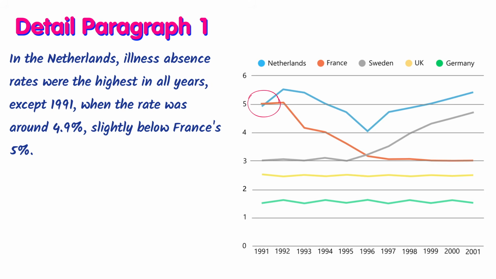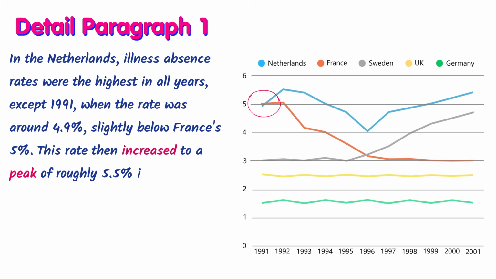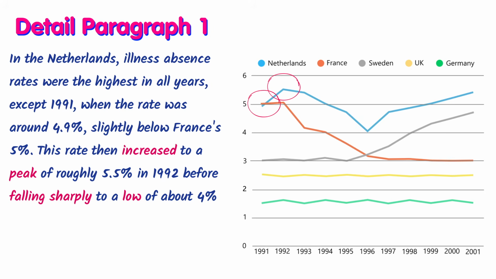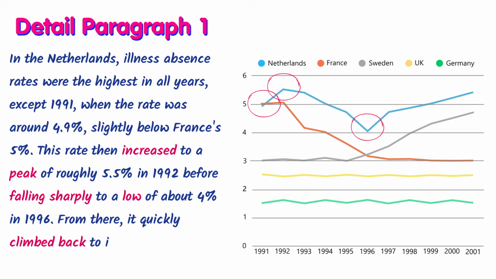Now, what happened after that? This rate then increased to a peak of roughly 5.5% in 1992. As you can see, in 1992, it is 5.5, which is the peak, right? And before falling sharply to a low of, it means the lowest point for the Netherlands, of about 4% in 1996. And what happened after that? From there, it quickly climbed back to its earlier peak by 2001.